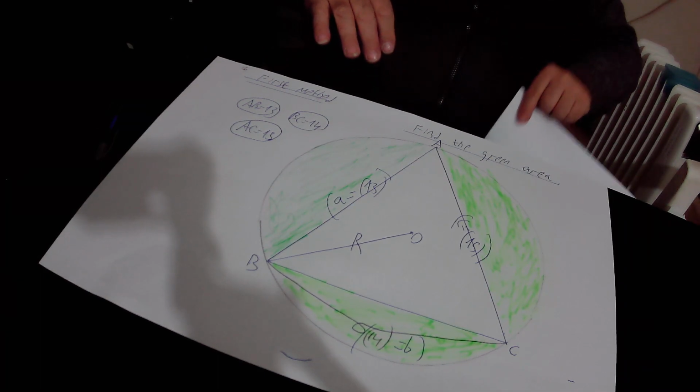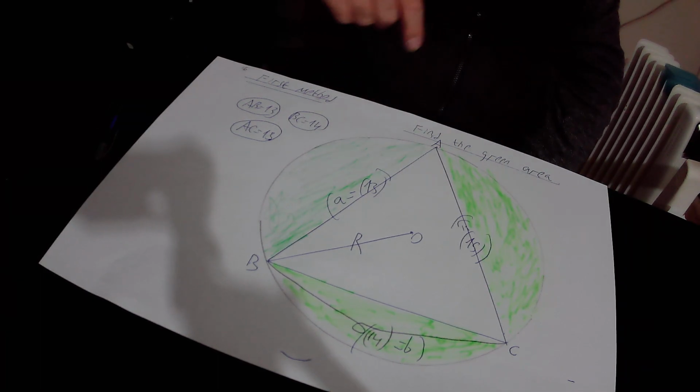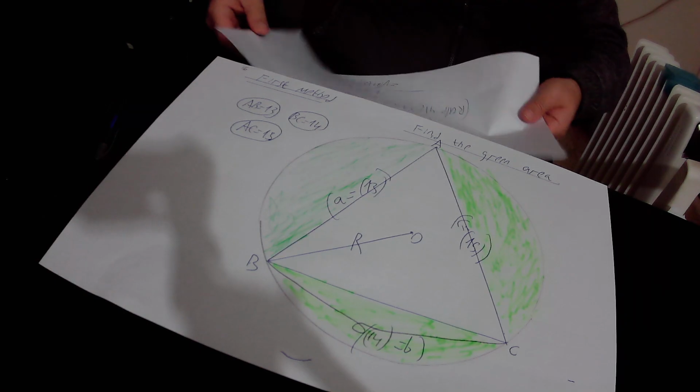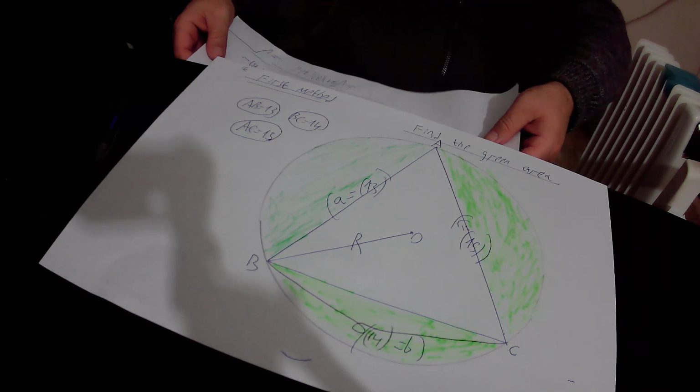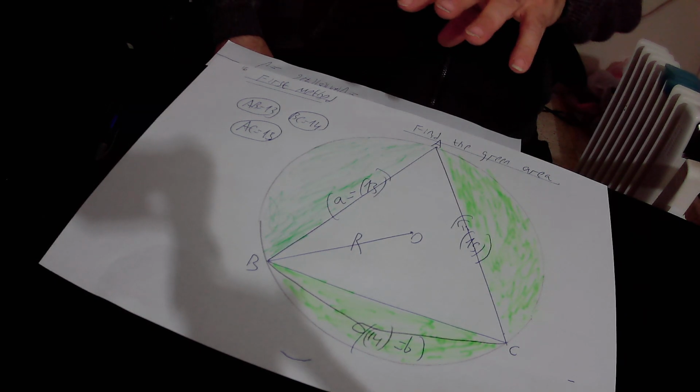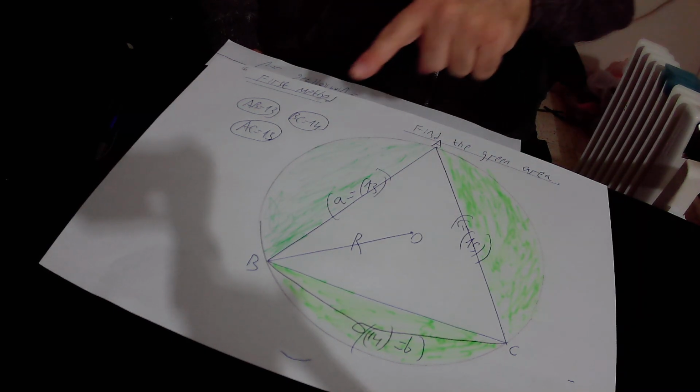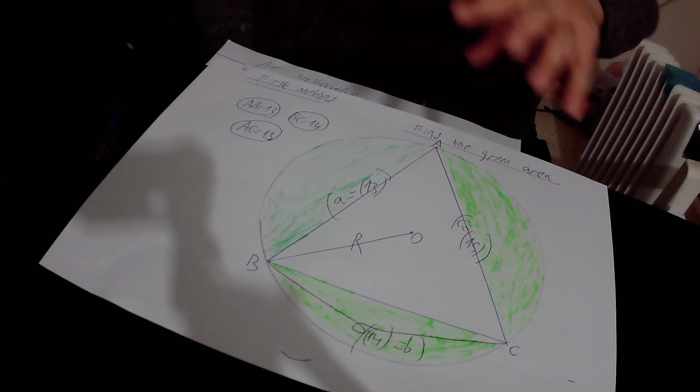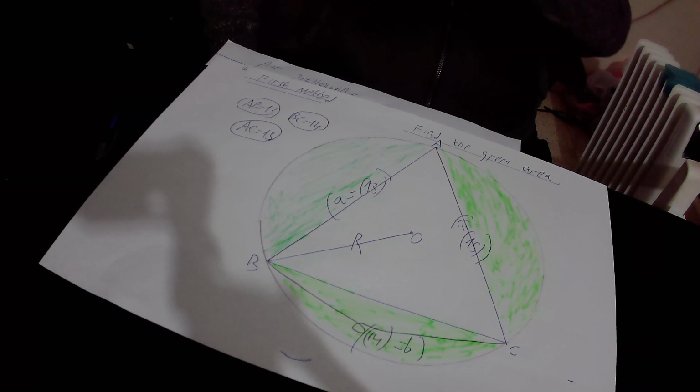In this lecture, we found out the area of this green shape. From the drawing, it is very easy to see that the area of the green shape equals the area of the circle minus the area of triangle ABC.